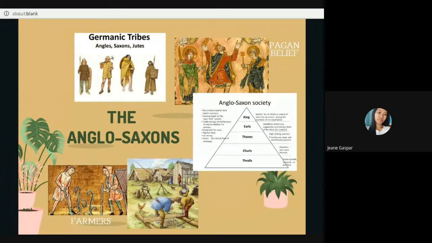Next, lower on the social scale, were churls or serfs, bonded servants who worked the land in return for military protection. And the lowest of all were thralls or slaves, usually military prisoners or people being punished.